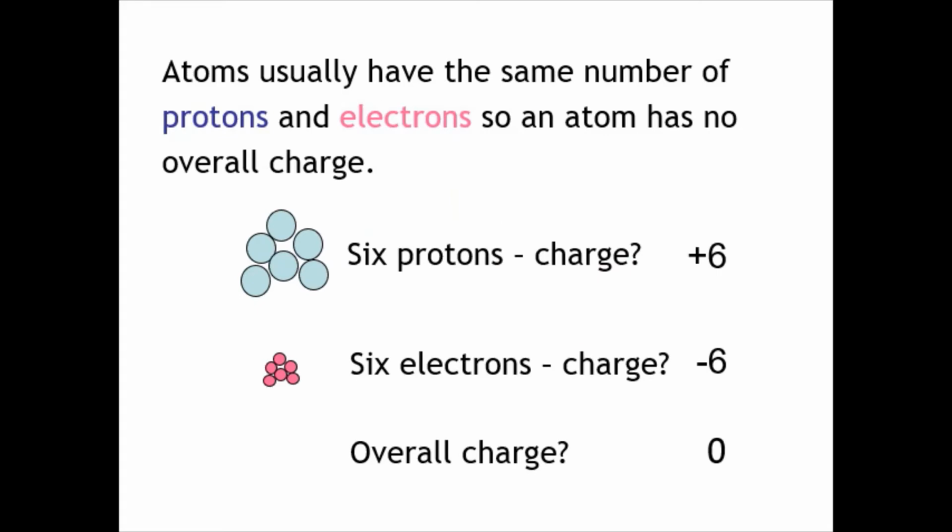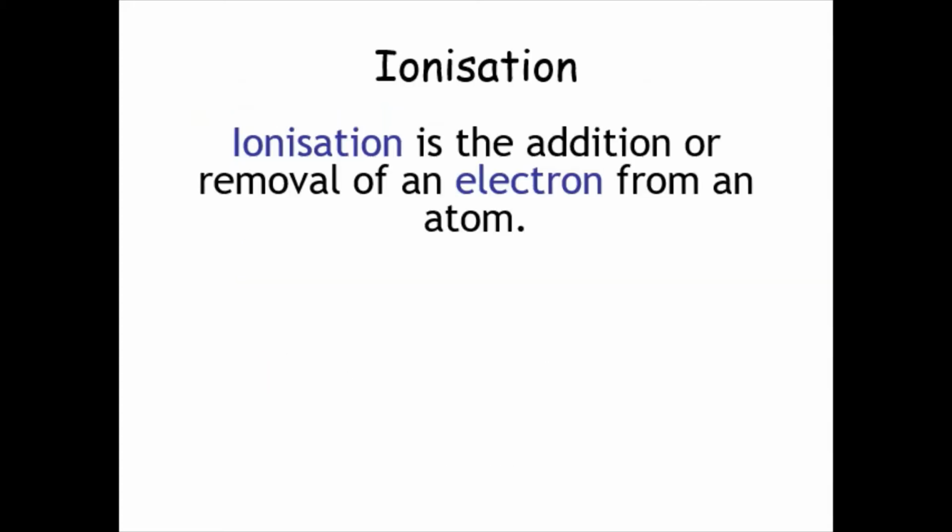So as we were saying, atoms usually have the same number of protons, which are the positive charges, and electrons, the negative charges. So that means that the atom has no charge overall. In the case of carbon, there are 6 protons, each having a charge of +1, and 6 electrons, each having a charge of -1. So 6 plus -6 makes 0. Ionisation is the addition or removal of an electron from an atom.